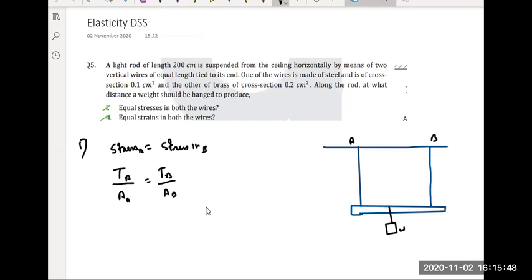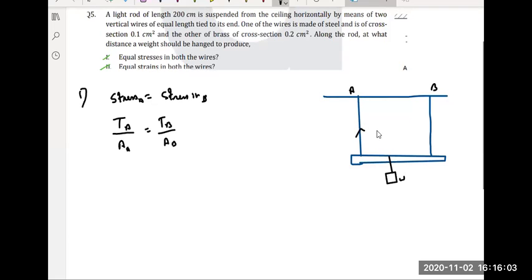Now, when we talk about tension, how to find tension? First we will have a force balance equation. This is tension in A and this is tension in B. So the first equation is TA plus TB is equal to W, the weight. Agree? Now the second case, because we have two unknowns, we should have two equations.